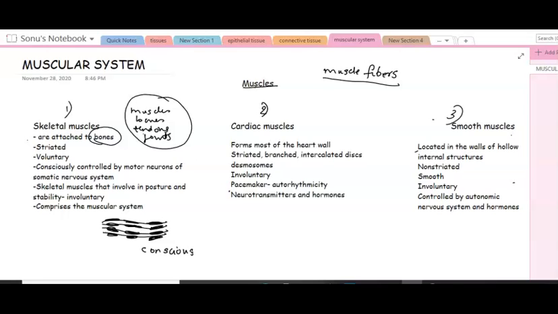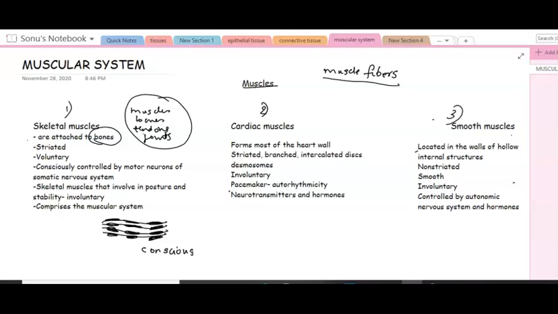Another thing you need to know is that the nervous system consists of two parts, that is the autonomic nervous system and the somatic nervous system. The autonomic nervous system controls all the involuntary activities of our body, while the somatic nervous system controls the motor neurons, the voluntary movements or the voluntary skeletal muscle movements.